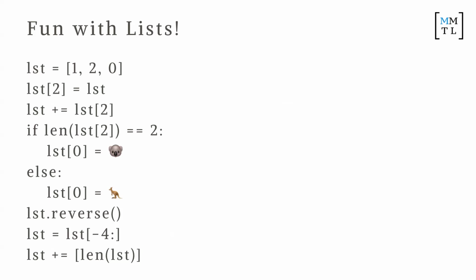Okay, and then list plus equals len list. So what is the length of the list in this case? 4. Perfect. Okay, so the final product is 1. So we just copy here. 1, 2, 0, 2, kangaroo, and then 4. Any questions?